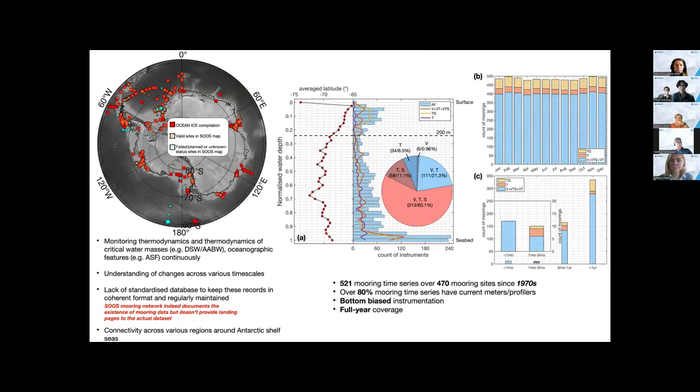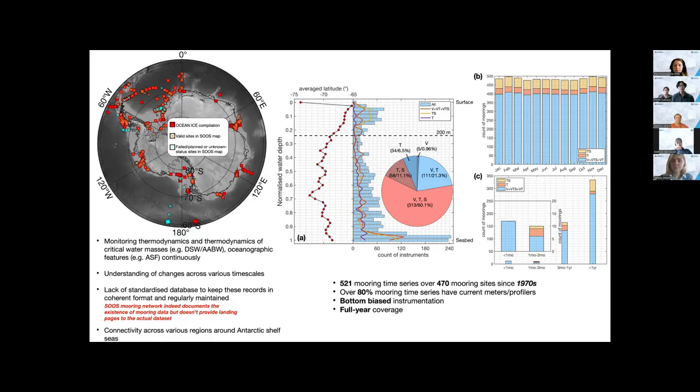So the first data set is the Pan-Antarctic mooring time series. The reason we are interested in collecting all these data sets is mainly that moorings can help us monitor the thermodynamics and dynamics of the critical water masses and some very key oceanographic features such as the slope front, and they give us a continuous record of that. This helps us understand the changes of these processes across various timescales.